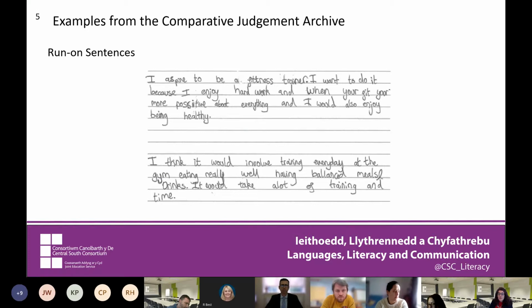I'd like to show you a few excerpts from the Comparative Judgment Archive, as they illuminate lots of the common mistakes from our young people that they make in their writing. They aren't examples specifically from pupils in our region, they're taken from the National Archive, but I'm sure that lots of the mistakes that you'll see are quite familiar to us. So here's one with run-on sentences.